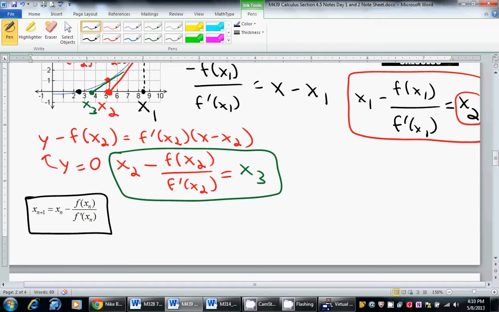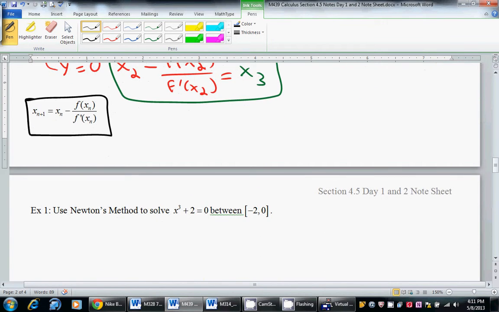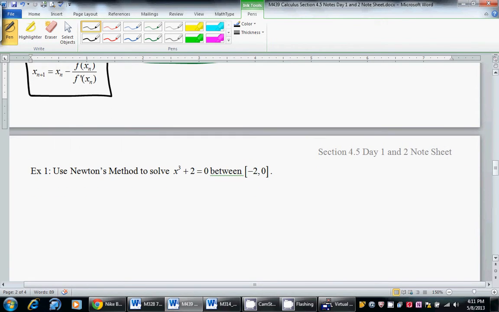And basically what we're going to do is take this general form for Newton's method, apply it to whatever problem we're given, and then plug it into the calculator. So you'll see what we're doing here. All right, so let's go ahead and try this now for an actual example. Top of the next page: use Newton's method to solve x cubed plus 2 equals 0 between -2 and 0.